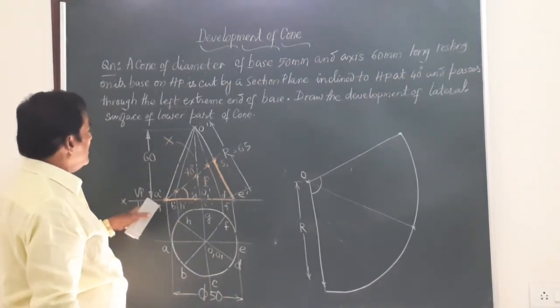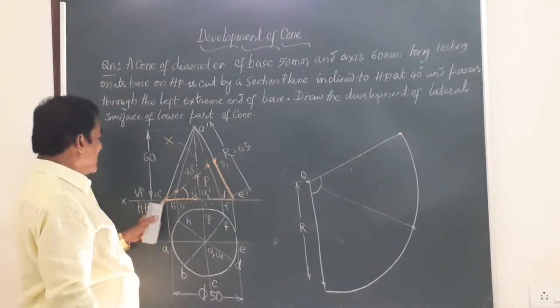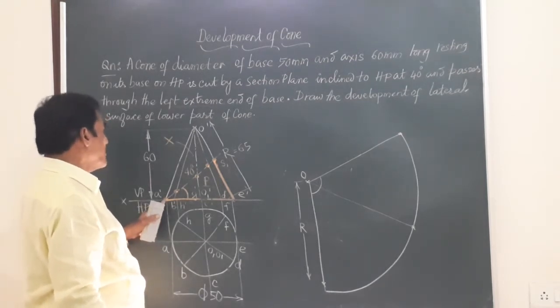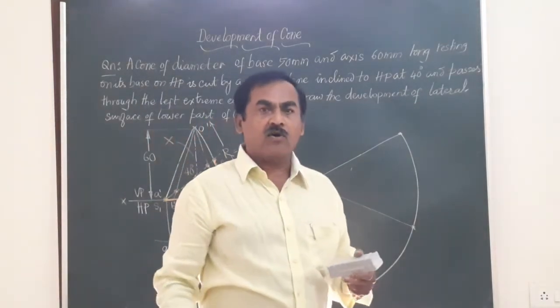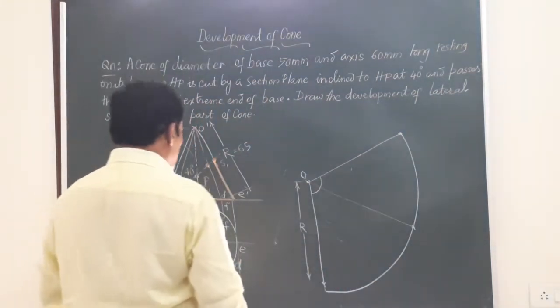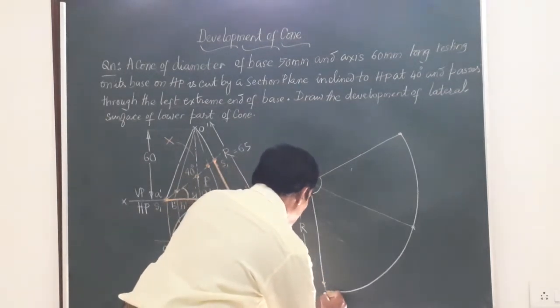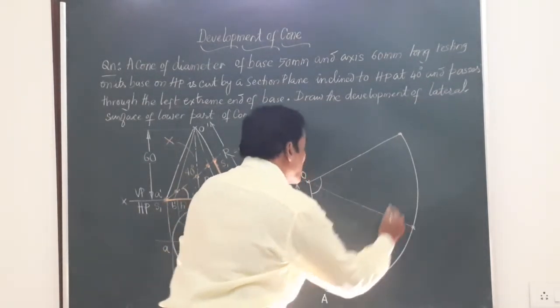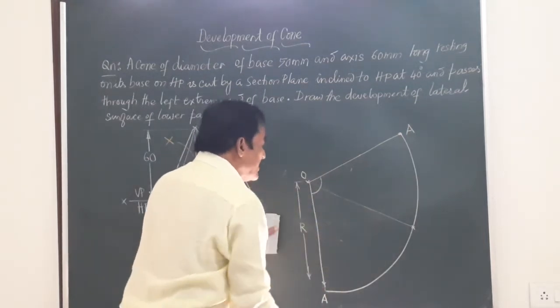Here if you see the front view of the figure, you have the section plane passing through A, and OA is totally removed. So it is our responsibility to see that we start the development only from OA, because A is totally removed. So this is A and the last point is A. This angle I told you is 139 degrees.